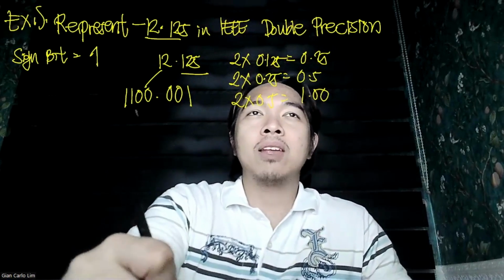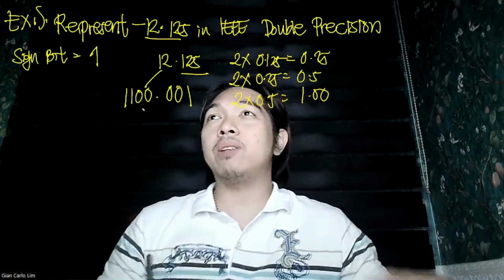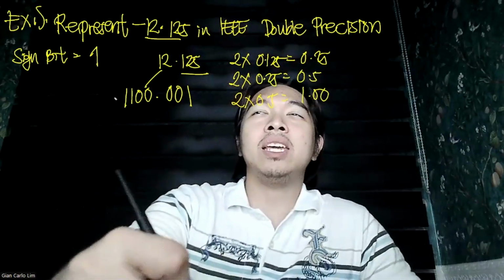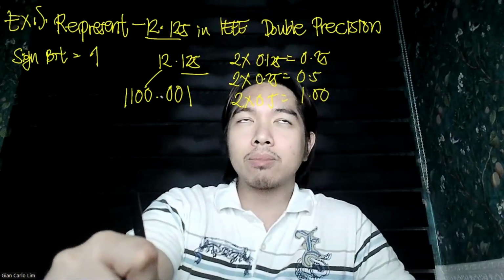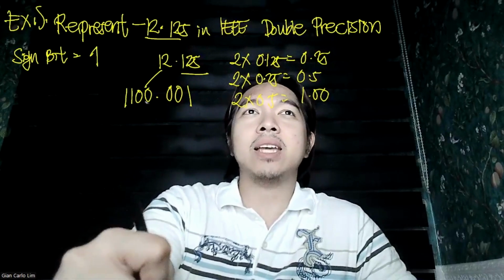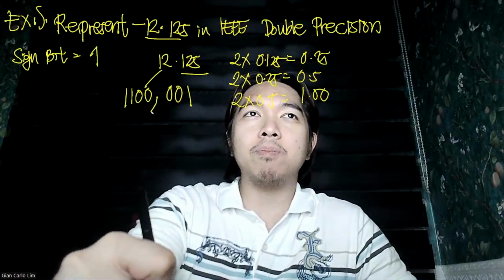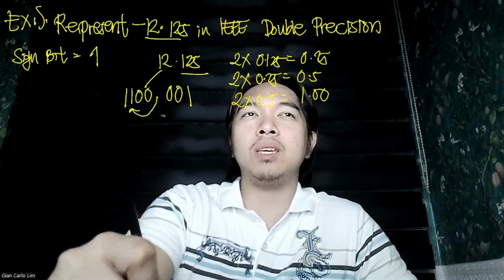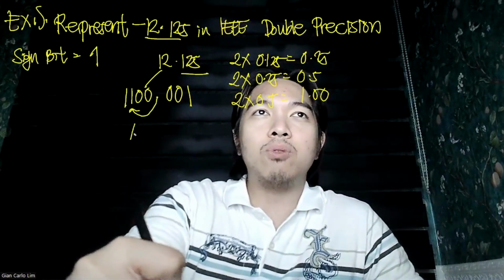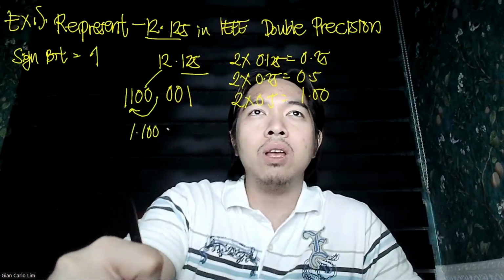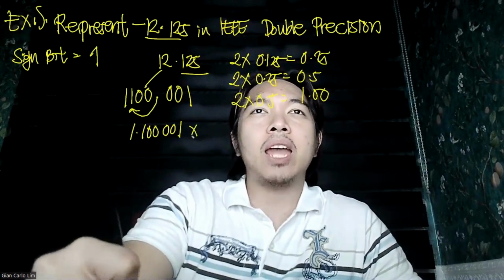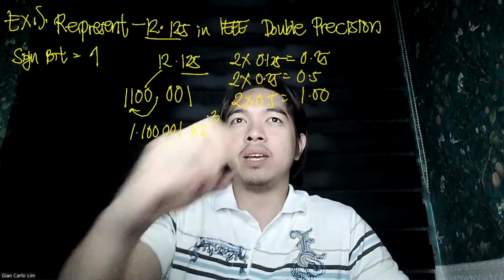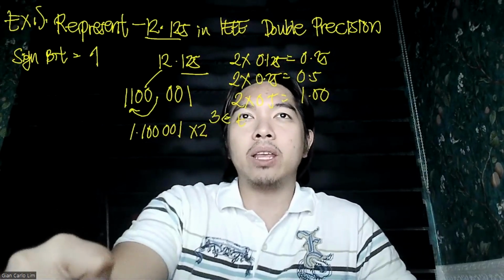1100.001. So, what's next? Just like what we did with single precision, i-express natin siya as a binary scientific notation. So moving 3 places to the left, that would mean positive 3. So that would be 1.100001 times 2 raised to 3. Okay. So yung 3 yung ating exponent.